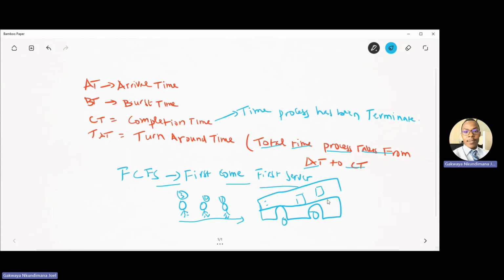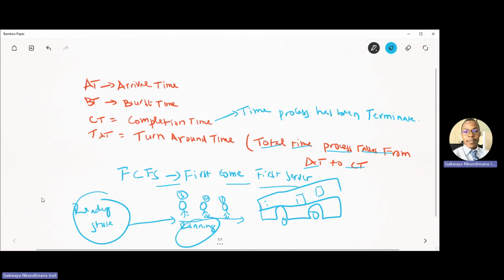It means the process which comes first will enter the running state. You cannot stop it. It will go from the ready state straight to the running state. Here we have the ready state, and it will go to the running state. That is called first come, first serve.